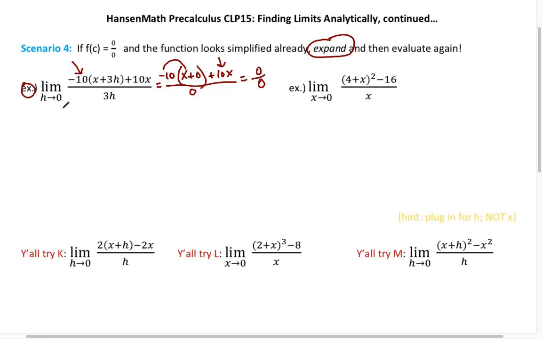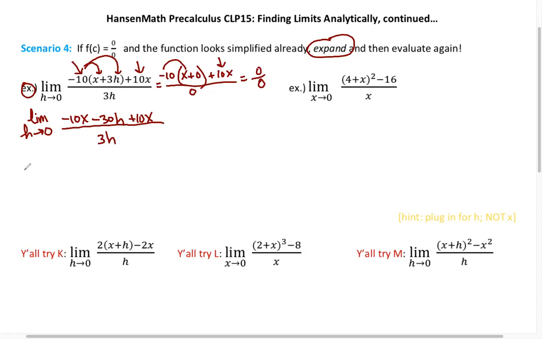And what I mean by that is we're going to use the distributive property and distribute this negative 10 here to the x and to the 3h. So let me do a rewrite. We have the limit as h approaches 0, and we'll distribute. Negative 10 times x is negative 10x. Negative 10 times 3h is a negative 30h. In the numerator, right here, we also have a positive 10x. We'll bring that along, and we'll put it all over 3h.